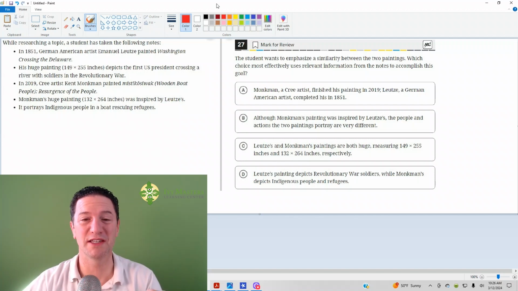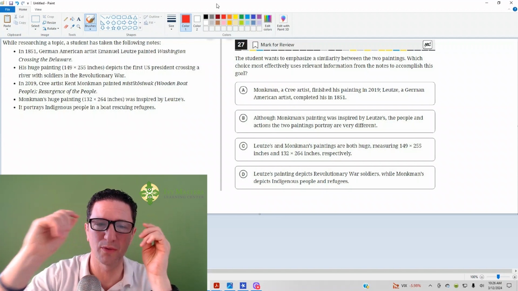IBMasters.com, and today we're going to look at question 27 from Digital SAT Test 2 Module 1. This is from the Bluebook app.